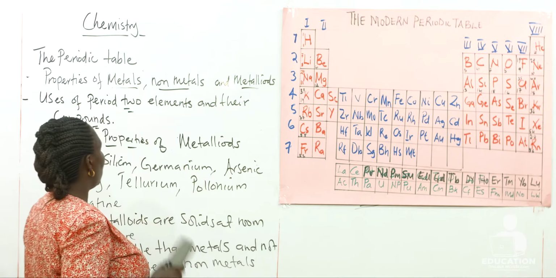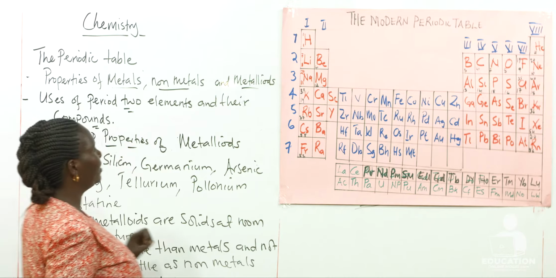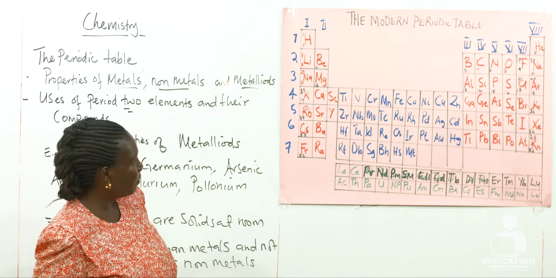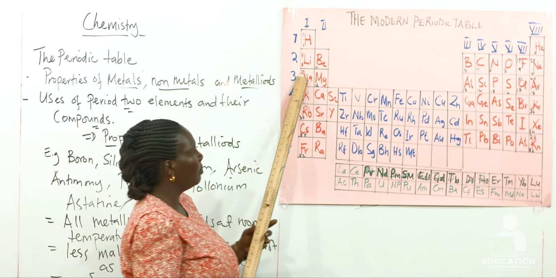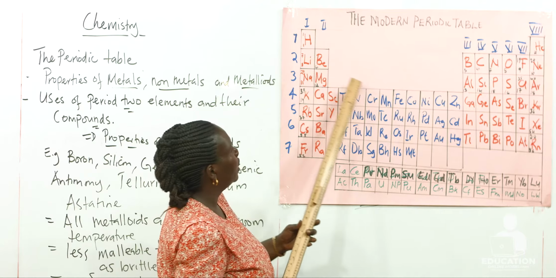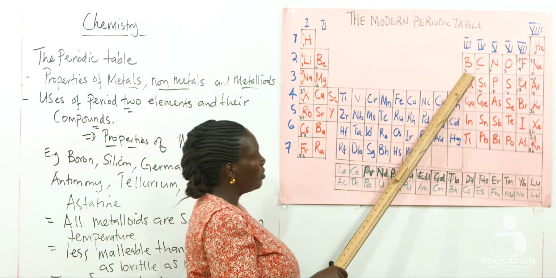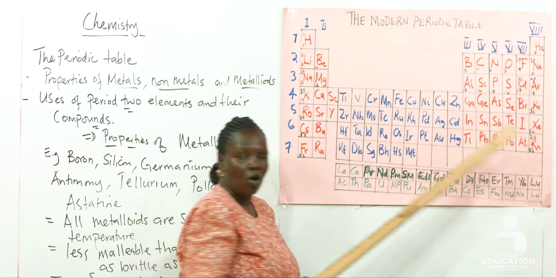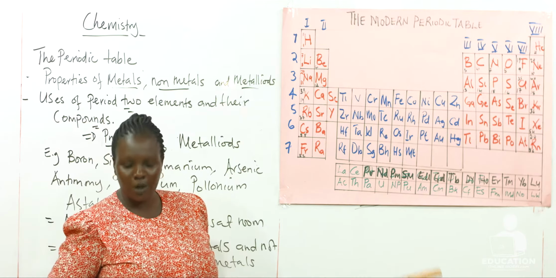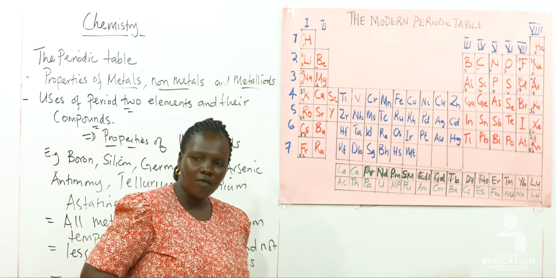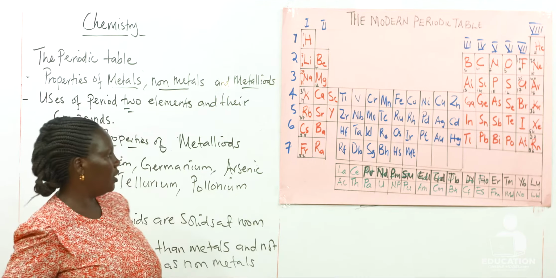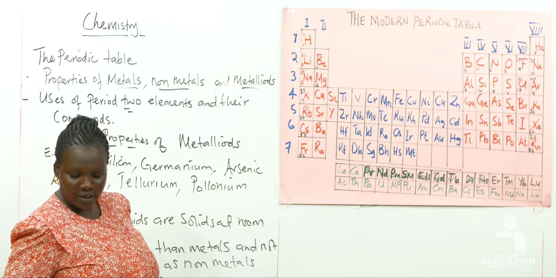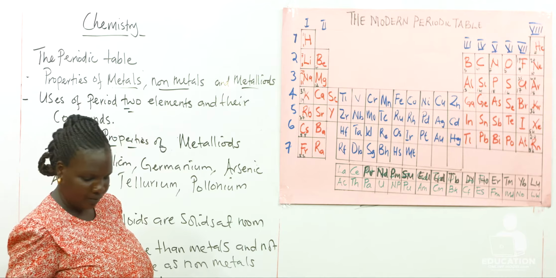So we are going to look at the uses of elements of period 2. The elements of period 2 are lithium, beryllium, boron, carbon, nitrogen, oxygen, fluorine, and neon. All these are members of period 2, and all of them have 2 energy levels. That's why they belong to period 2. So let us look at their uses.